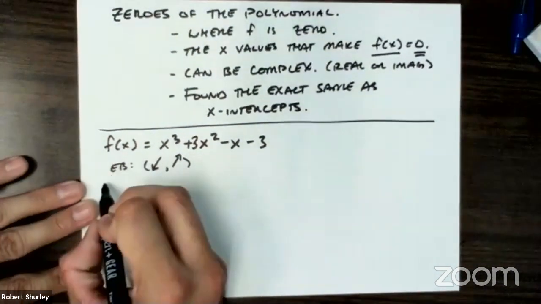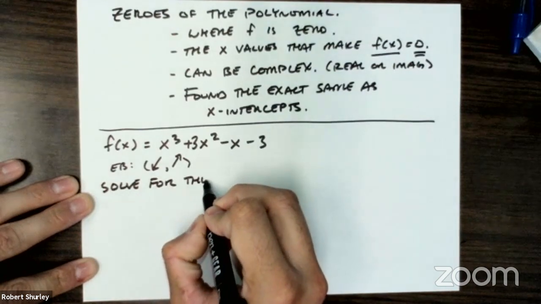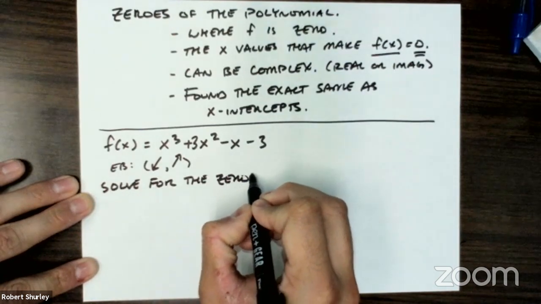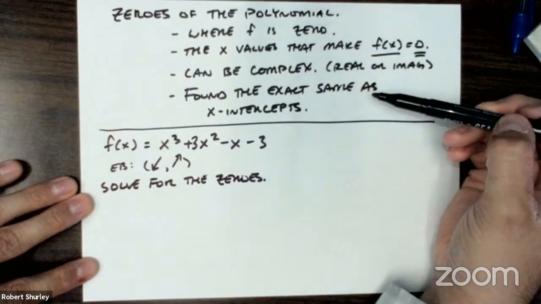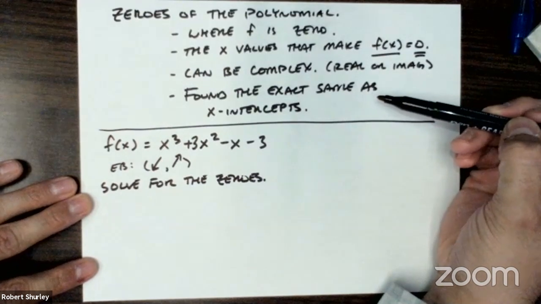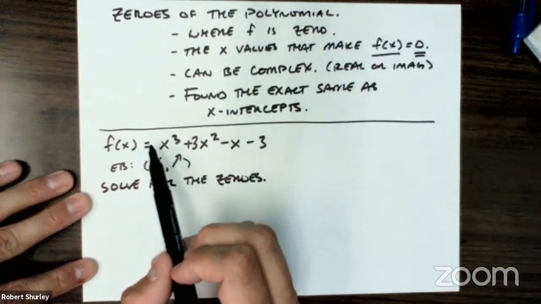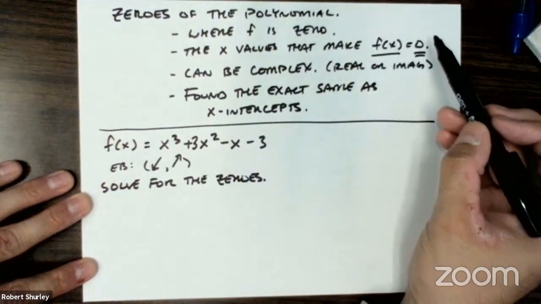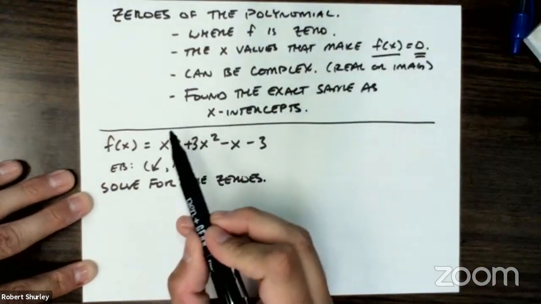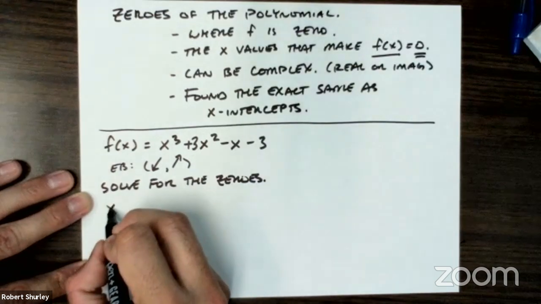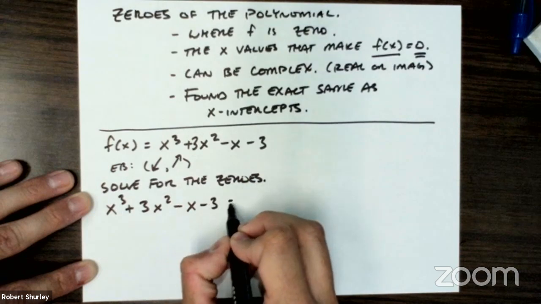But for the next part, I'm going to ask you to solve for the zeros. Now look, we solve for the zeros the exact same way as we find x-intercepts. And if you remember, to find x-intercepts, we set this entire function equal to 0, right? It's the x values that make f of x equal to 0. So we have to set this entire function equal to 0.